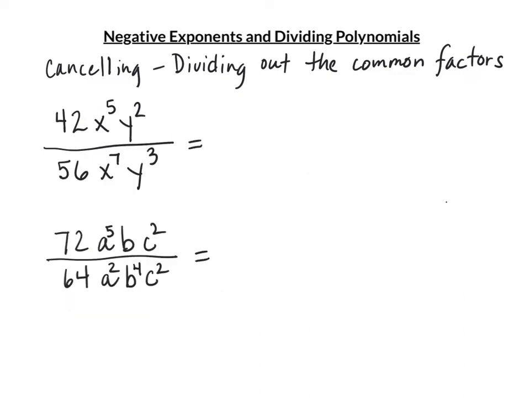Last two examples. 42 and 56, divide out the common factors. They're both divisible by 7. Divide by 7, you get 6. Divide by 7, you get 8. X to the 5th and x to the 7th. They have 5 x's in common. I'll cancel 5 here. They're all gone. And 5 here. There's 2 left because there were 7 below.